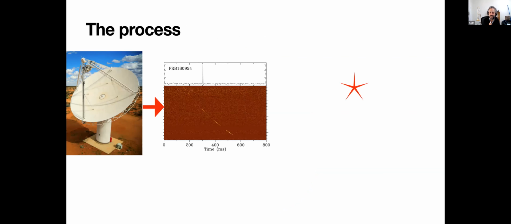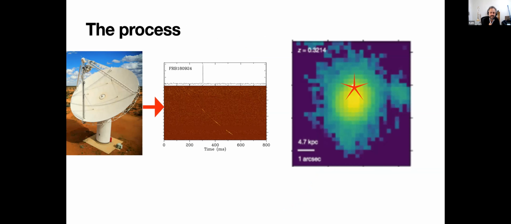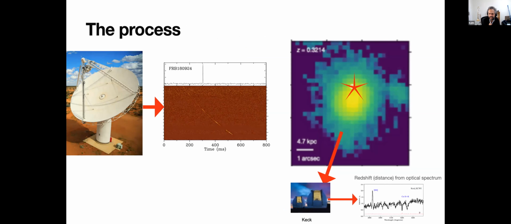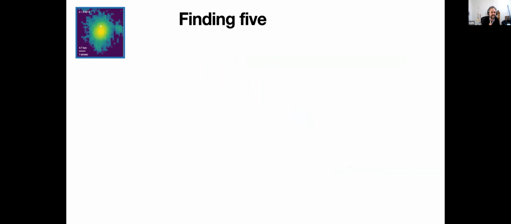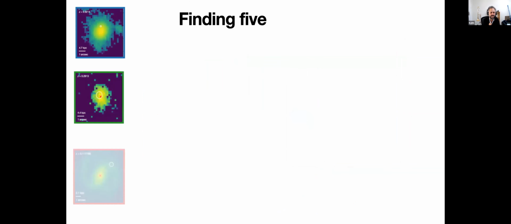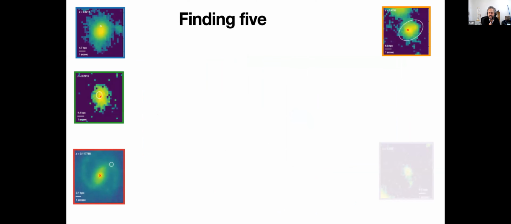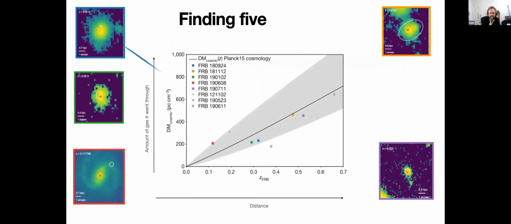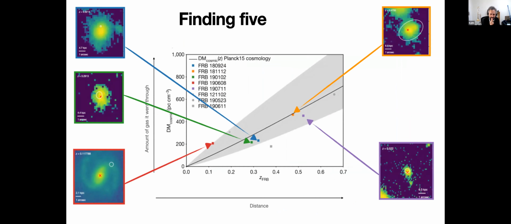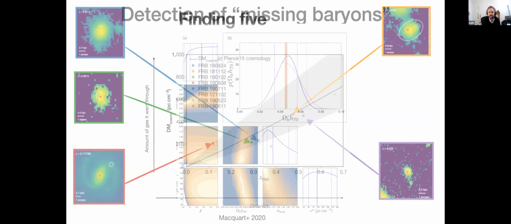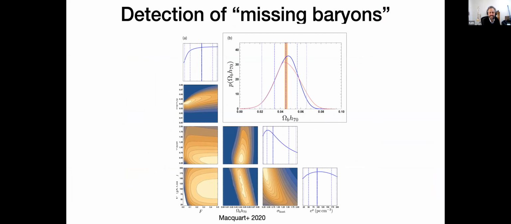So if you find an FRB, you can find the galaxy that it comes from, and then you can get a spectrum for that galaxy, and that gives you the redshift. If you can find a handful of these things, you can put them on a plot where you plot redshift versus dispersion measure, which is the Macquart relation, and the gradient of that line tells you about the density of the universe. And do a huge amount of work, and you get a plot like this, which I won't bother to explain all of.